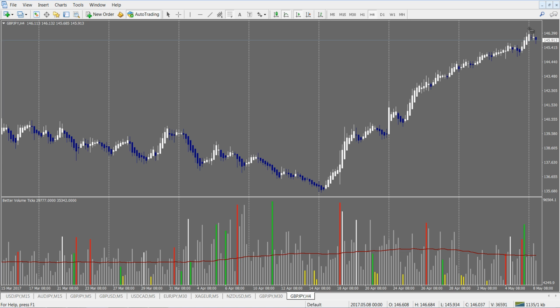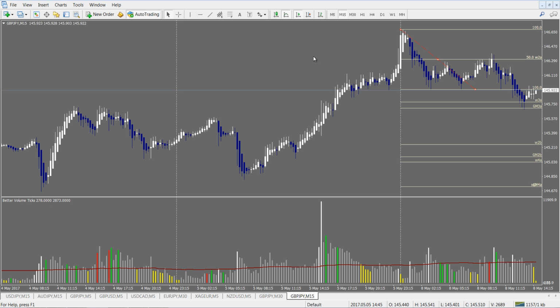So if we just mark off again the high and low of the first 8 hours, we'll go expansion to the high, expansion to the low, go over to the 15.